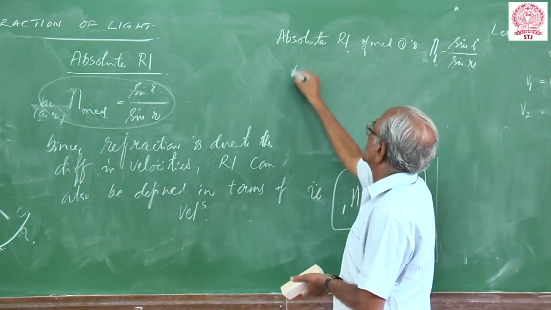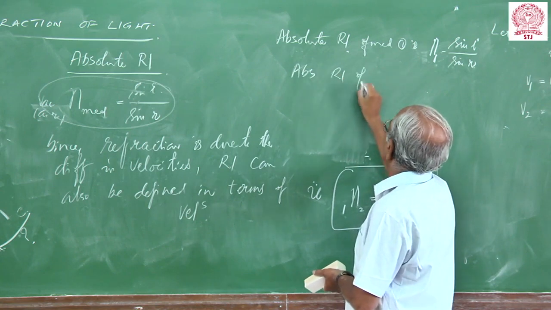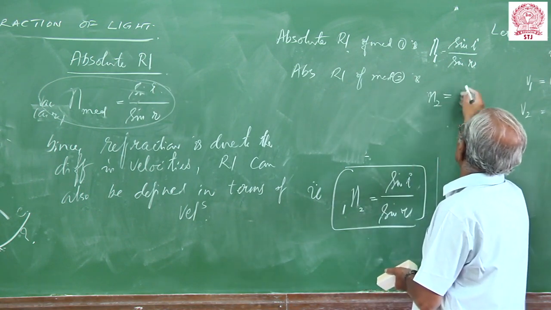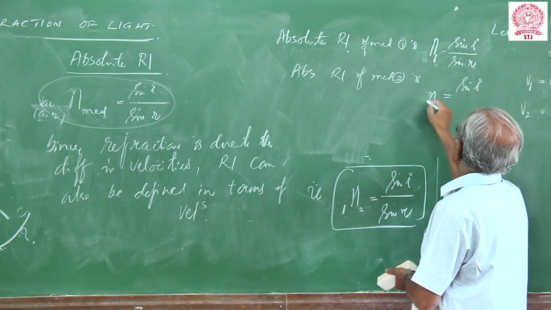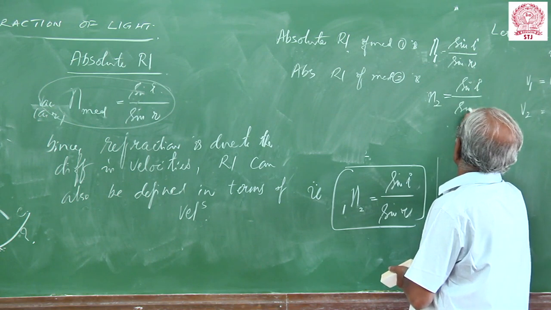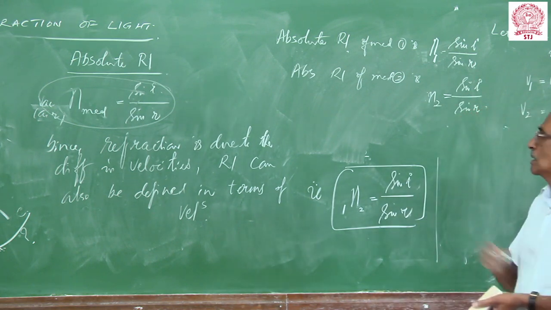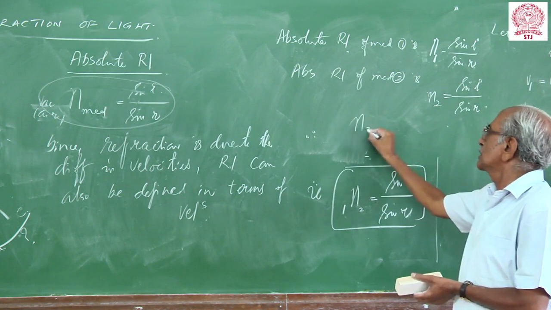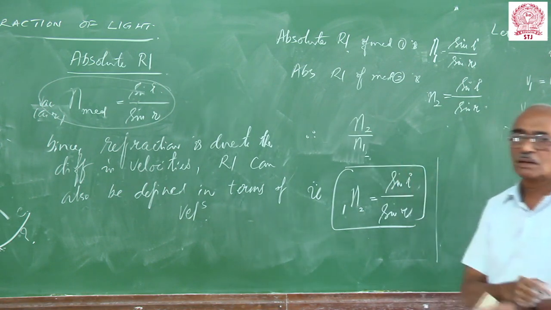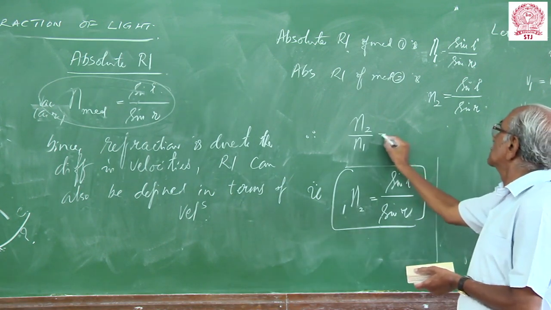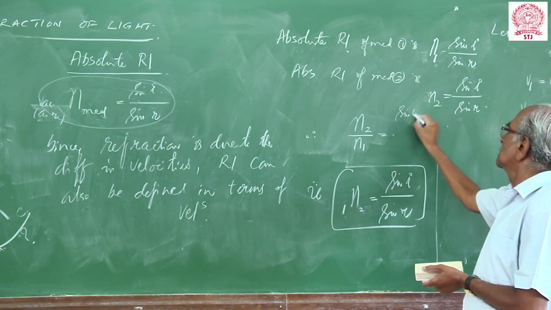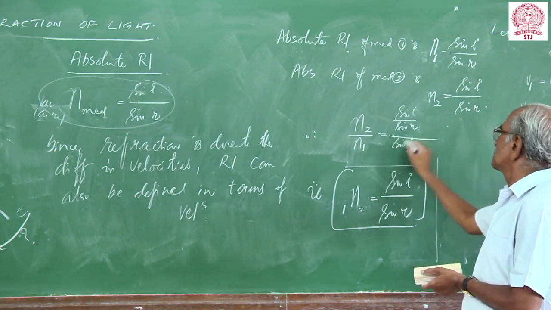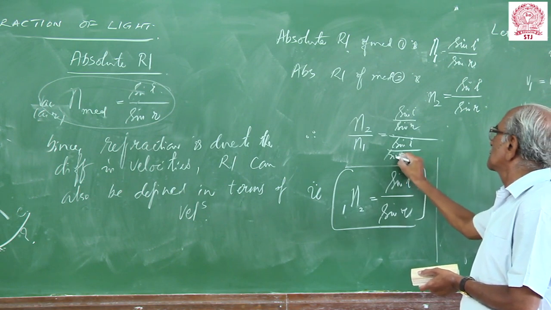Absolute refractive index of medium 2 is N2 equals sin I by sin R, like this. Therefore, dividing one by the other, dividing N2 by N1, like that, is equal to sin I by sin R divided by sin I by sin R. So that gives you 1.